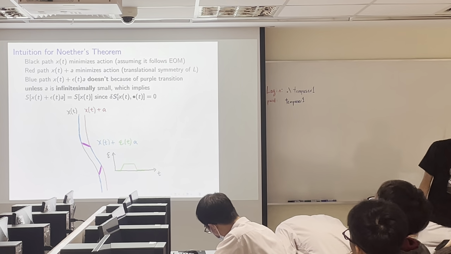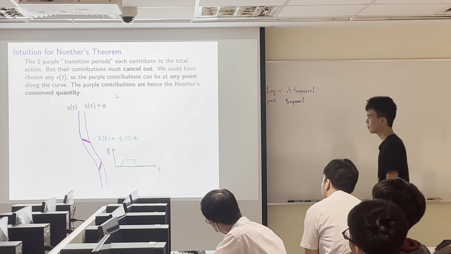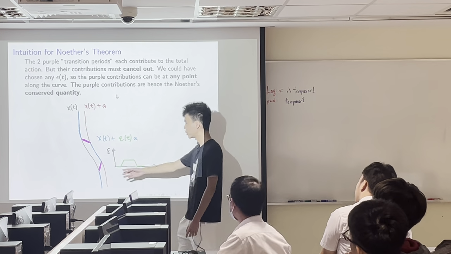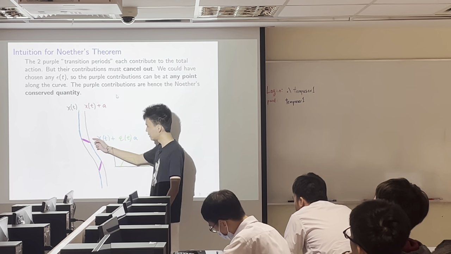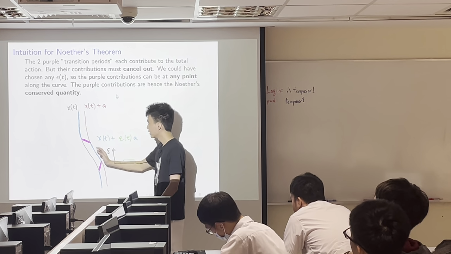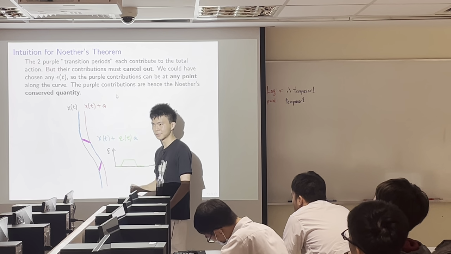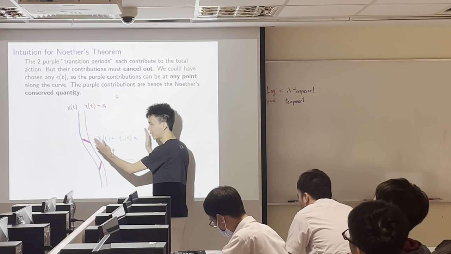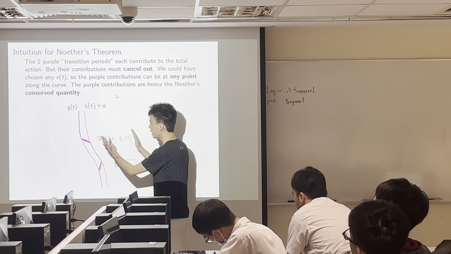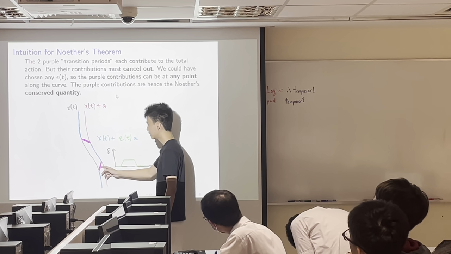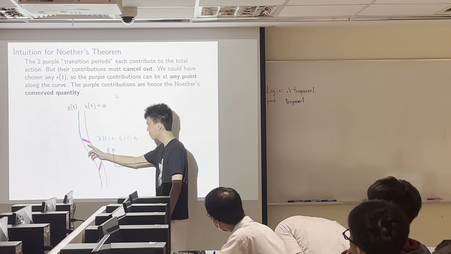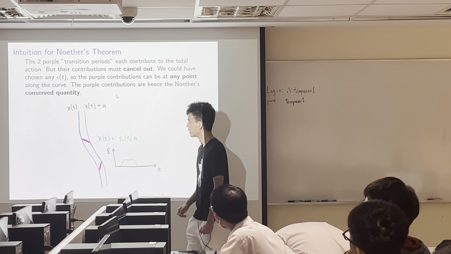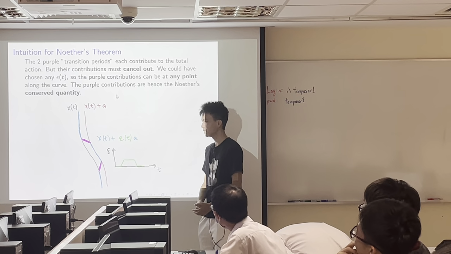And using that, we can see that the purple contributions must hence be zero. The blue is originally zero. Initially, the purple parts are not zero for a finite, big A. But if we bring A very, very small, then the purple parts must sum to zero. That means this contribution here must cancel out this contribution here, and this is where we see Noether's theorem.